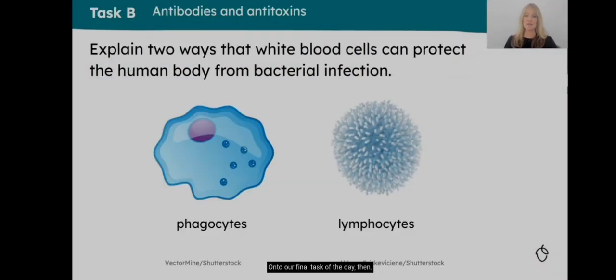Okay, on to our final task of the day then. We can see that we've got two different white blood cells here. We've got phagocytes and we've got lymphocytes. You can open up your worksheet because you can record your answer on there. What I would like you to do then is to explain two ways that white blood cells can protect the human body from bacterial infection. I'll give you a moment to think about it, but if you need more time, please pause the video.